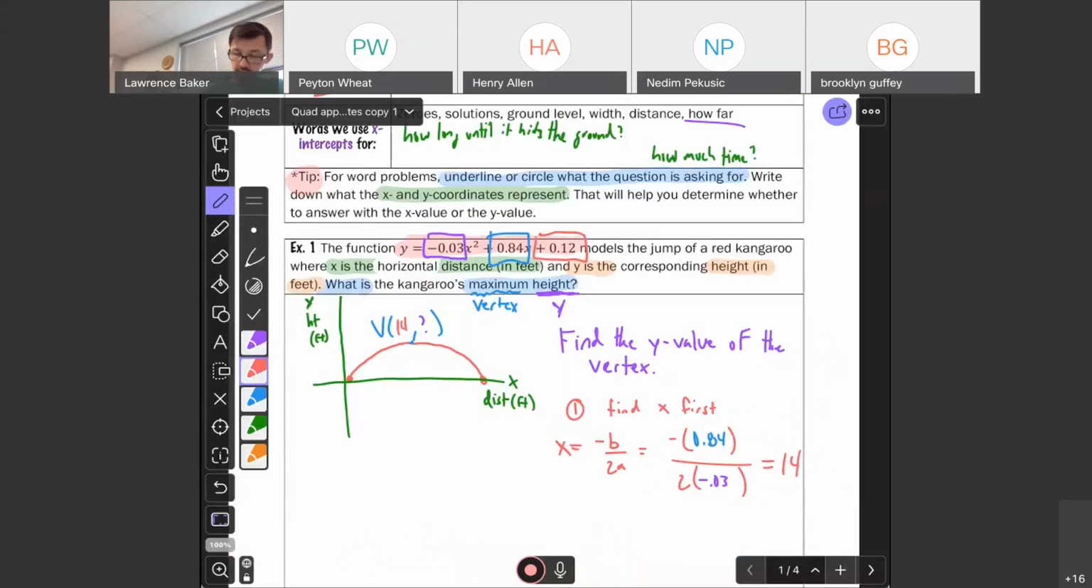That's not what we're after. We're after the y value. Okay. I think Peyton said that already. We need to plug in. So we're going to say, what's f of 14? We're going to take negative 0.03 times 14 squared plus 0.84 times 14 plus 0.12. I need to type all that in my calculator. I'm not going to do that in my head. But you've got to be careful how you type it in. So let's get that typed in.